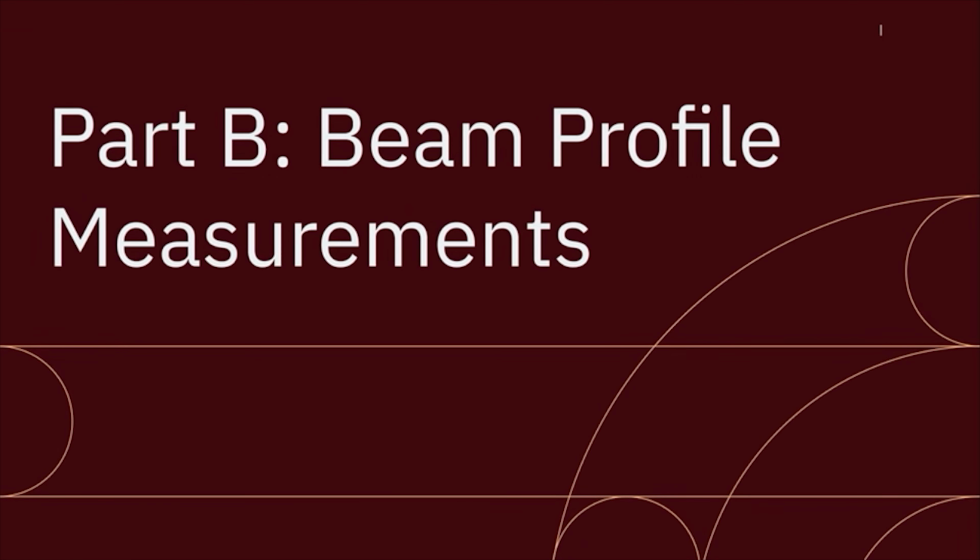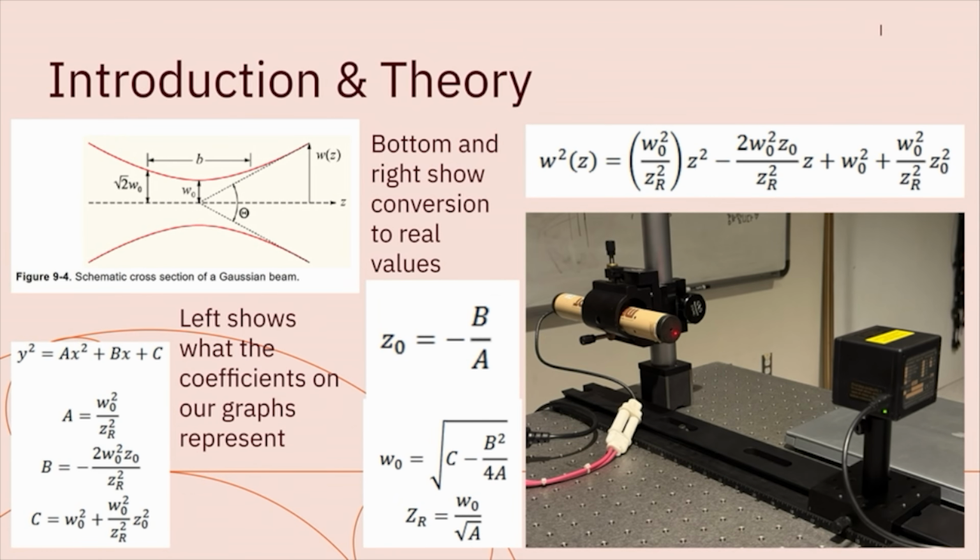This was Part B, beam profile measurements. In this part of the lab, we measured how a laser beam spreads, or diverges, as it travels. A Gaussian beam has its smallest width at the waist and gradually expands outward in a predictable way. The Rayleigh range marks where the beam begins to noticeably spread, and the divergence angle and numerical aperture describe how quickly it expands. Together, these parameters define the shape and quality of the laser beam.